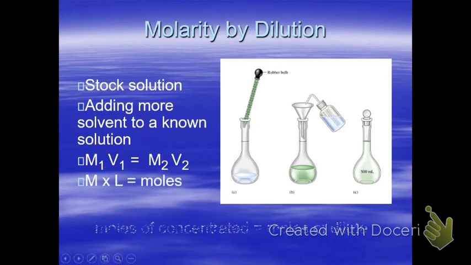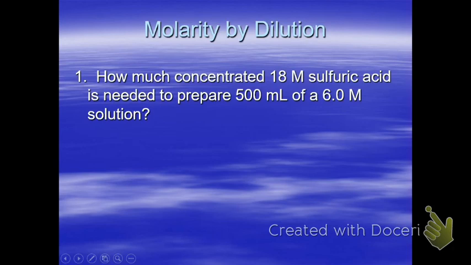Let's just look at the example problem that is in your notes. This is real stuff, I do this all the time. How much concentrated 18 molar sulfuric acid is needed to prepare 500 milliliters of a less concentrated 6 molar solution?